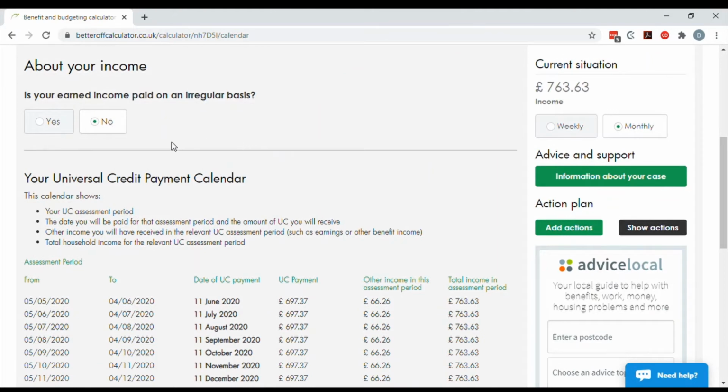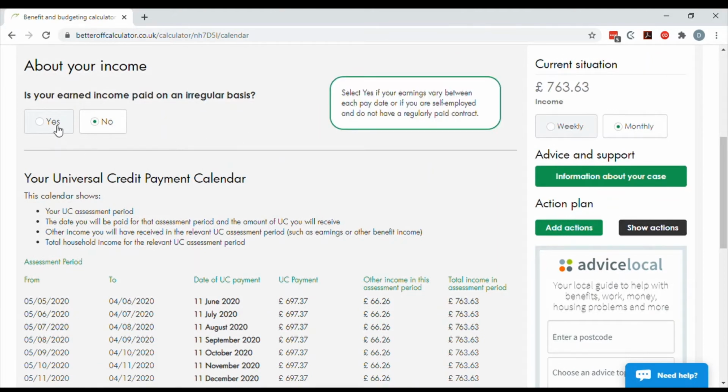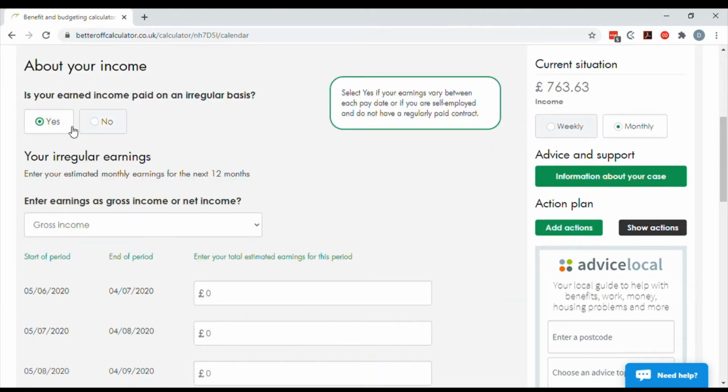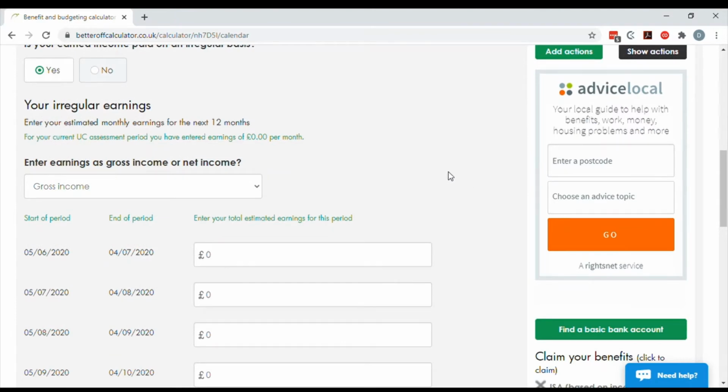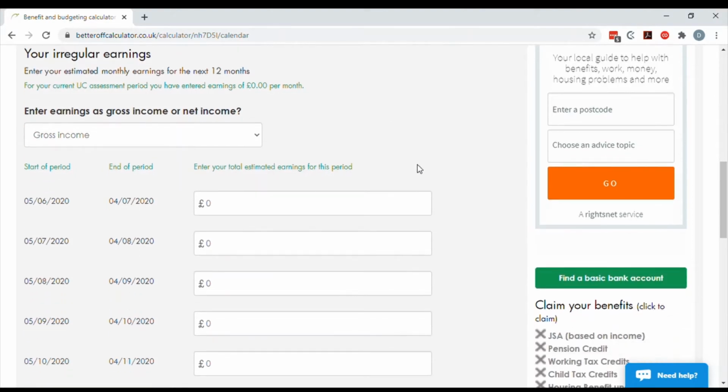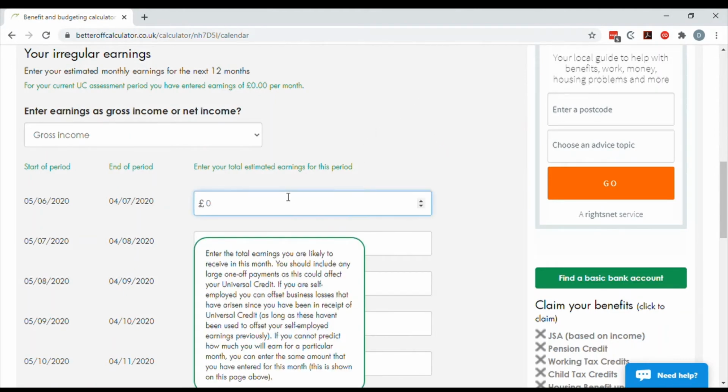So we can say they are now receiving earnings paid on an irregular basis, yes. We can then break down when you receive those irregular earnings. Now, the first round of the Self-Employed Income Support Scheme should have paid out in June, so that would be 80% of someone's earnings over the last 3 months. And in this case, we'll say they received £6,250.